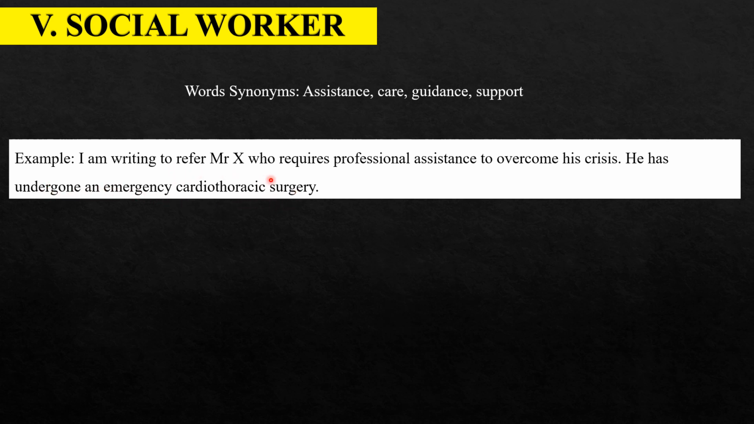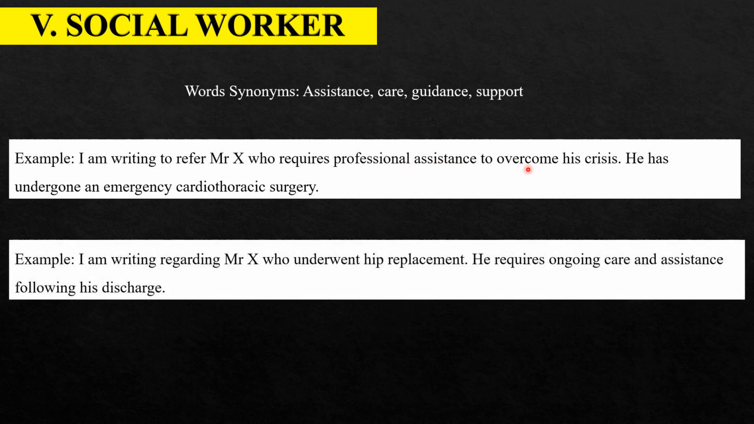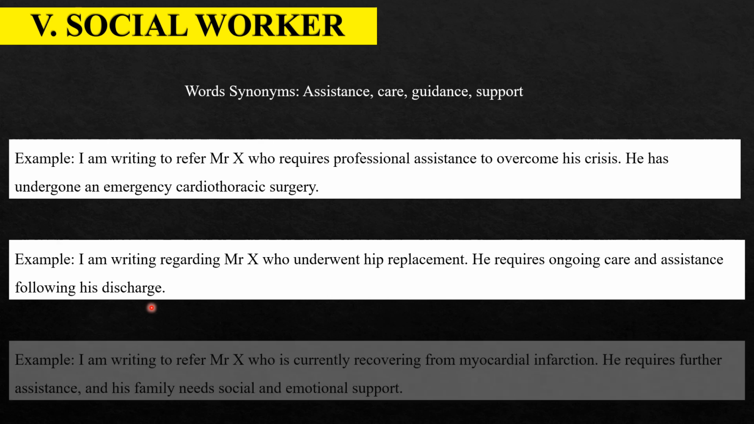I'm writing to refer Mr. X who requires professional assistance to overcome his crisis, like this. And next I have jotted again: I'm writing regarding Mr. X who underwent hip replacement, or you can write "who" in between the sentence, or you can put a full stop and make it into a second sentence. He requires ongoing care and assistance following his discharge.